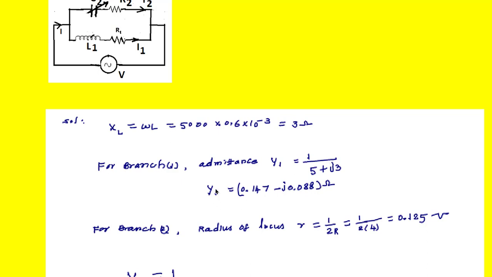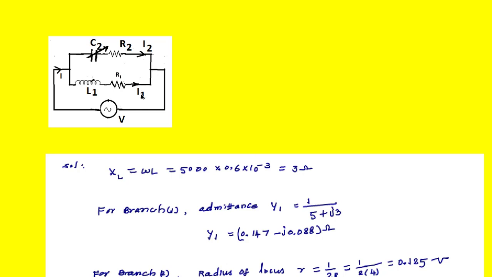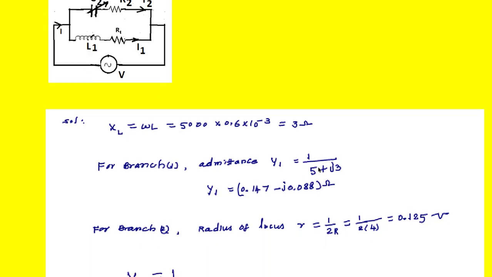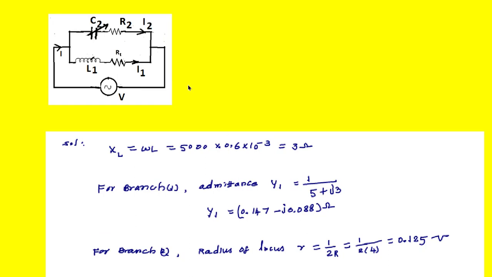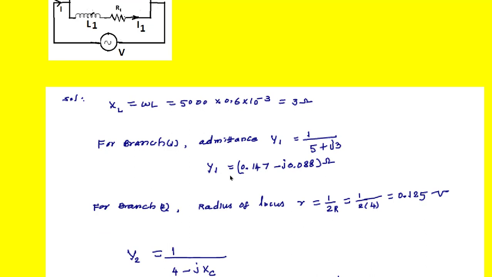So for branch 1, that is the fixed inductive branch, which we call the first branch, admittance is given by 1 by Z. Z is nothing but R1 plus j XL, that is 5 plus j3 ohms. Then we get the admittance Y1. After simplification, we get 0.147 minus j0.088 siemens.